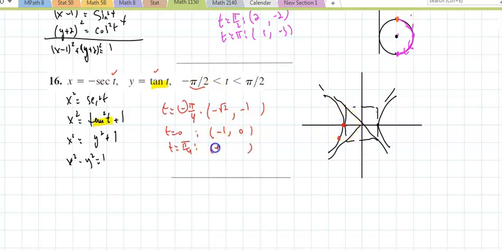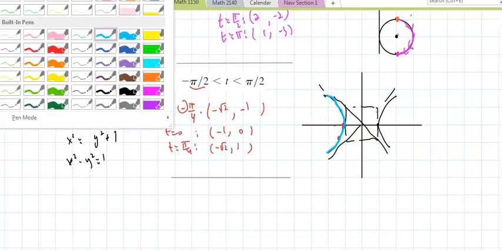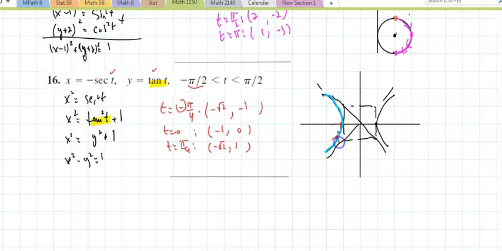Negative 1, 0, I'm right there. And negative radical 2 and 1. So I'll know that I'm tracing this piece of the graph. I don't like that. And I know that the direction is actually right there. There it is.